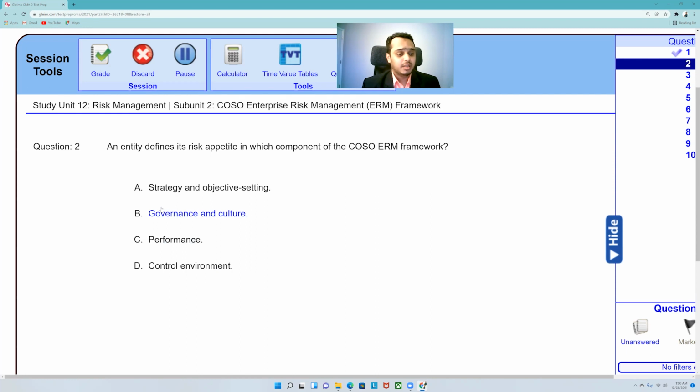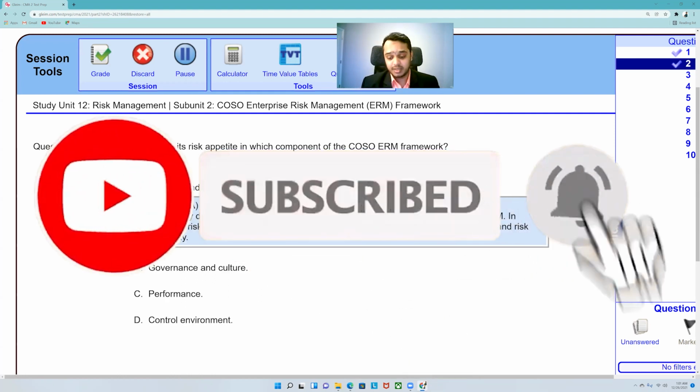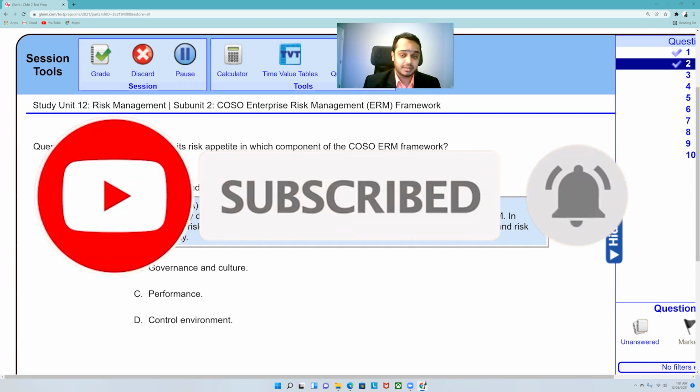Next question. An entity defines its risk appetite in which component of the COSO ERM framework? So we have just done this. If you guys don't know this, it means that you need to go back and read the material again, read the study text again to get this clarity. Because if you remember, we were talking about the risk appetite while we were setting our objective. And if you see here, strategy and objective setting is there in front of us. So let's just go ahead with that particular option. Yes, that is the answer. I don't need to even see the other options right now because I know where it is. This is a direct question.